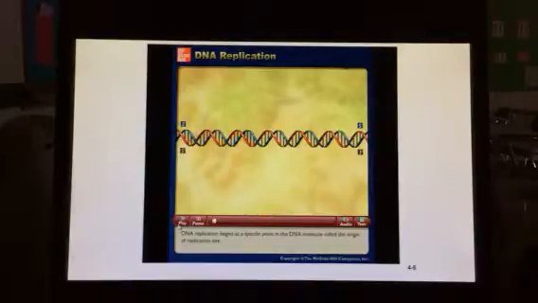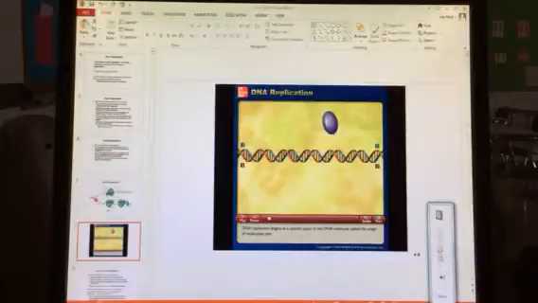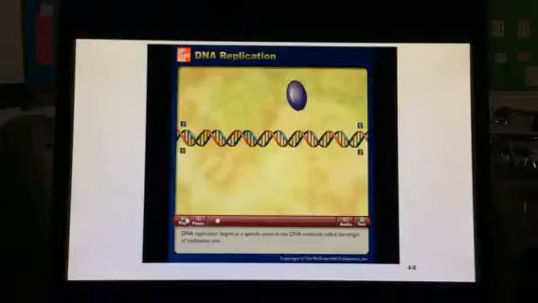Begins at a specific point in the DNA molecule called the origin of replication site. Initially, the enzyme helicase unwinds and separates a portion of the DNA molecule, after which single-strand binding proteins react with and stabilize the separated single-stranded sections of the DNA molecule. The enzyme complex DNA polymerase engages the separated portion of the molecule.